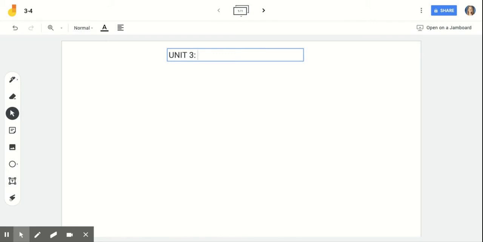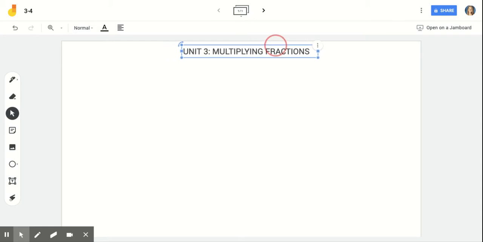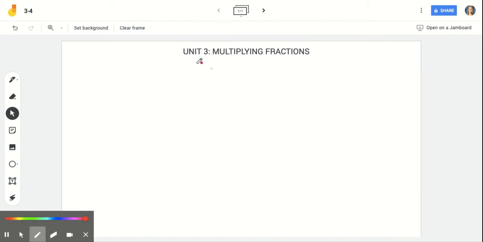The big idea of Unit 3 is multiplying fractions. So I'm putting it in bold. You can do the same, or put it in caps. You can underline it, make sure it's centered and really neat and visible for you to refer back to and know exactly where to find these Unit 3 concept notes, okay?